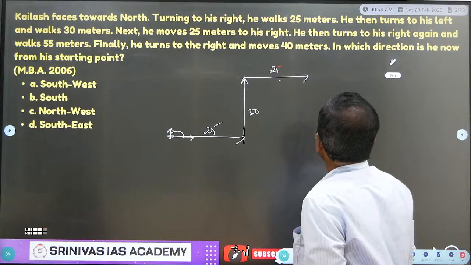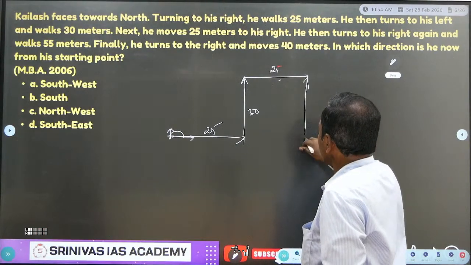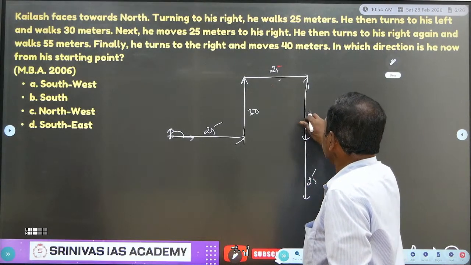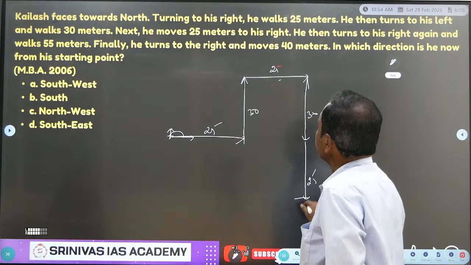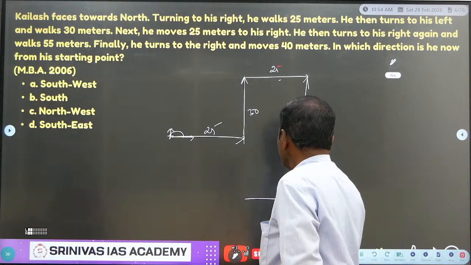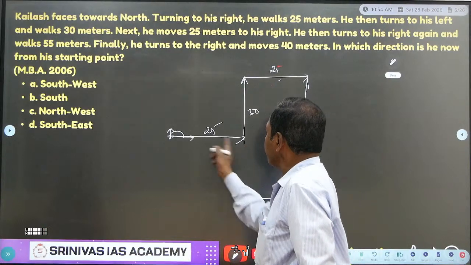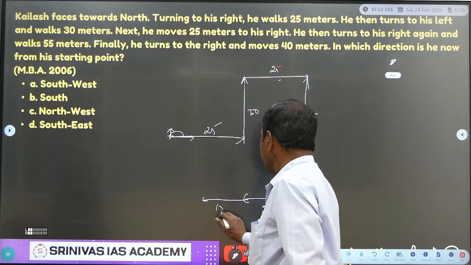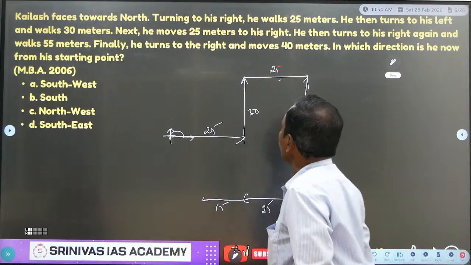He then turns to his right. Again walks 55. This is 30. This is 25. This is 30, 55 totally. Finally, he turns to the right. For us it is left. 40 meters. This is 25. 50. Another 15. This is 25. Somewhere we can draw approximately here. Now it's 40. He reaches here. This is the starting point.